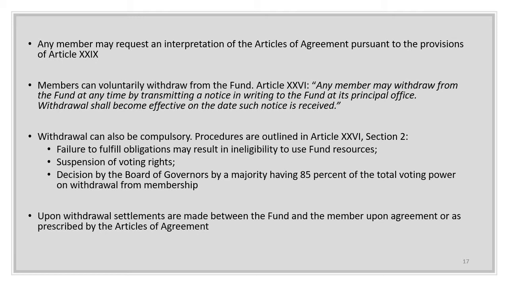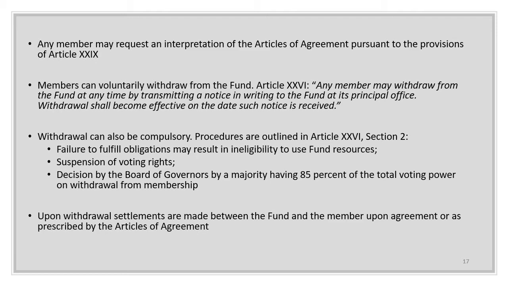Withdrawal can also be compulsory. Procedures are outlined in the Articles, whereby a failure to fulfill obligations may result in ineligibility to use fund resources. It would include the suspension of voting rights and the decision by the Board of Governors, by a majority having 85% of the total voting power, on withdrawal from membership. Upon withdrawal, settlements are made between the fund and the member upon agreement, or as prescribed by the Articles of Agreement.